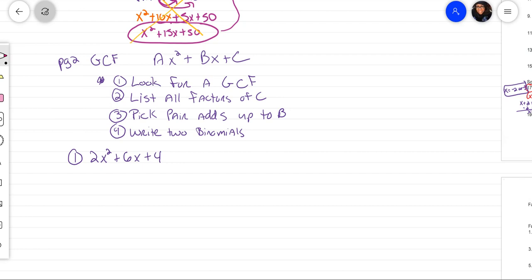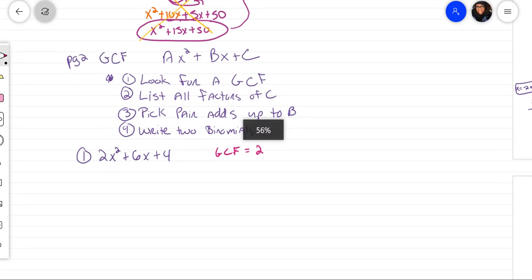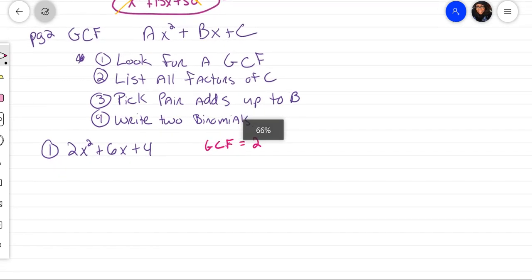When we have a GCF, we can establish what it is. I'm just going to write it down. The GCF here for this one is 2. Hopefully everyone realizes it's 2. All of these numbers are even. We have a 2x squared, a 6x, and a 4. So we can take 2 out of all of those terms. So that's our GCF.